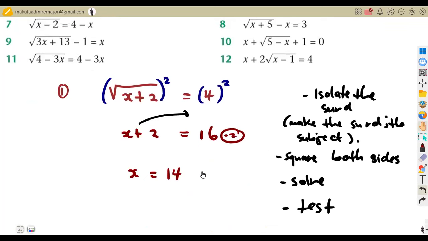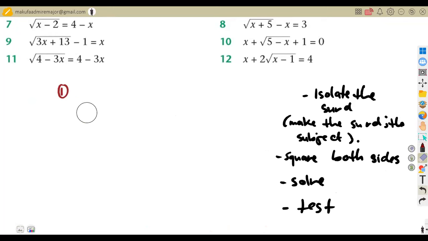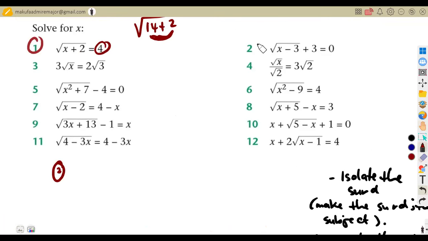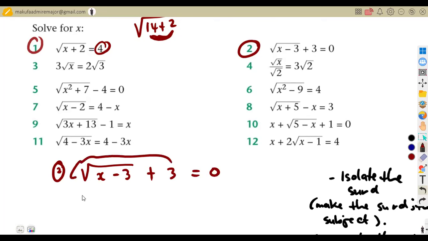All right, so like I said, these are the stages that you're supposed to make: isolate whatever you're given, which is the surd. Then after isolating that, you're supposed to solve. You can properly see that on question number 2, where there's a need for us to isolate. We are given the square root of x minus 3 plus 3 is equal to 0. If we check on the left-hand side, there is a number that we are given, a positive 3, which is not even part of the square root.